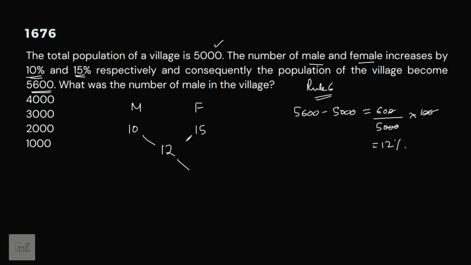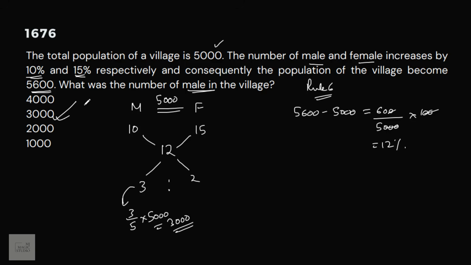We can now use our butterfly diagram. Distance from 10 to 12 is 2 and distance from 15 to 12 is 3. That means males and females are in the ratio of 3:2. 5,000 is the total population, and they are looking for the number of males in the village. Number of males is 3 by 5 of 5,000, that is 3,000, and that features in option B.